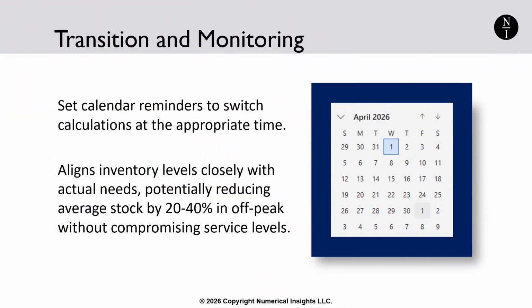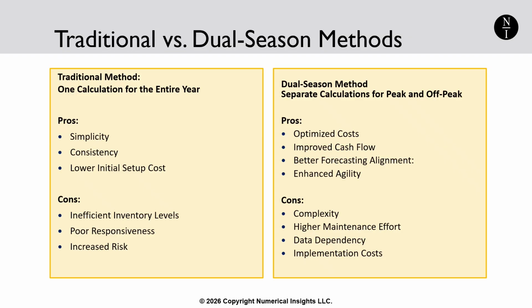The final step is to have a method to transition between the two seasons. Set calendar reminders to switch calculations at the appropriate time. Because of your lead times, you're not going to switch at the very beginning of peak. You're going to have to switch before that. This method aligns inventory levels closely with actual needs, potentially reducing average stock by 20 to 40% in off-peak season without compromising service levels. Now let's compare the two approaches head to head.